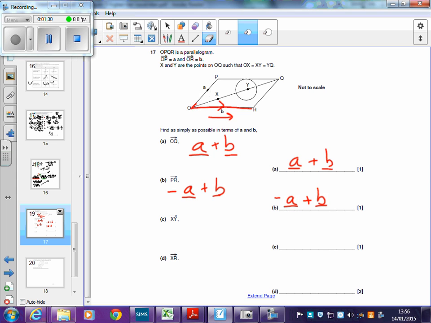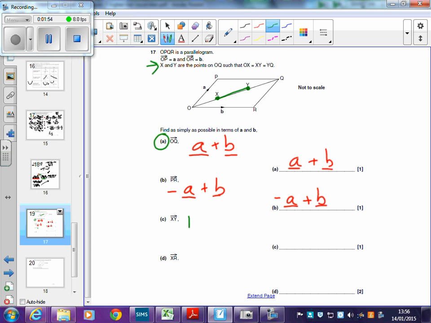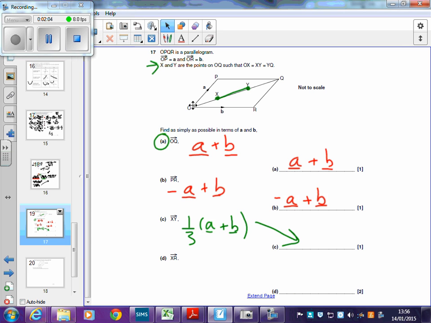Okay, next one. XY, okay, so XY is this distance here. Now we can obviously see there's no letters in between that, but we already know from doing part A that OQ was A plus B. Now we're told in the top question here that they're all basically a third of that line, so all you've got to do is a third of that one there, so a third of the A plus B, because it's the same line, it's just a third of the size. So it's a third of A plus B, and that's your answer for that one there.